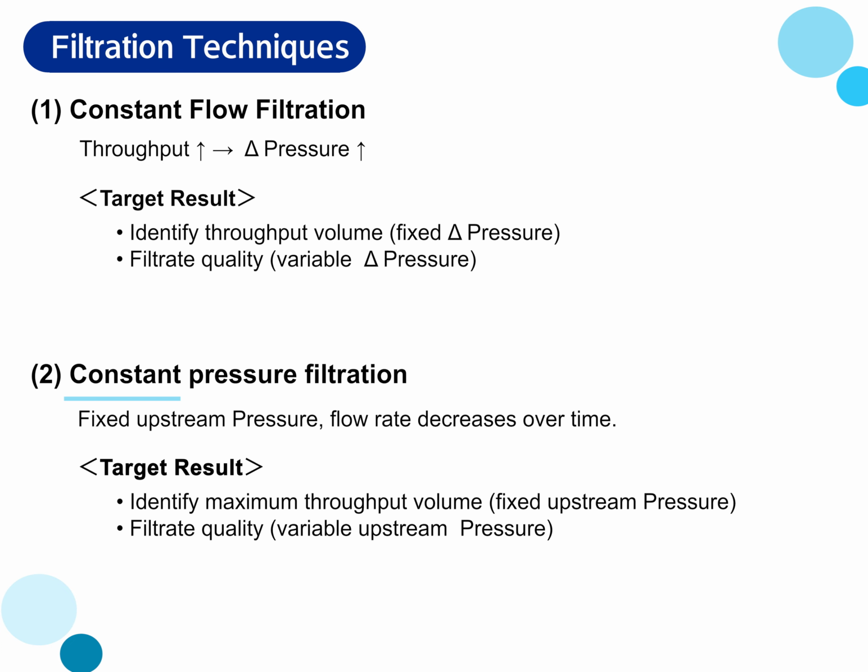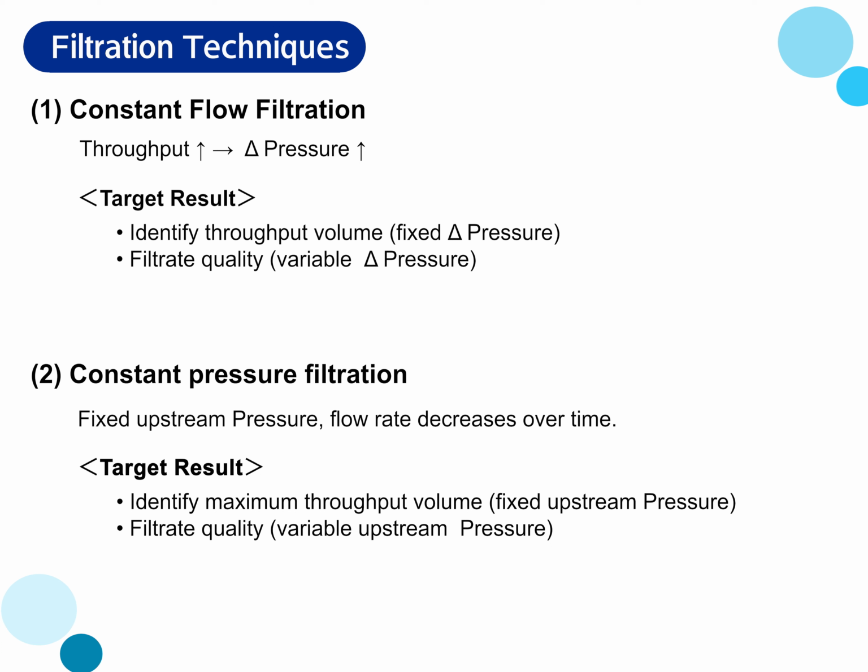The other is constant pressure filtration, in which the primary pressure, or filter differential pressure, is maintained at a constant level with respect to the filter. In constant pressure filtration, the filtration rate of the filter decreases as clogging progresses. It is possible to check whether a specified volume of liquid can be processed within a specified time, and to check the quality of the filtrate by changing the filtration pressure.